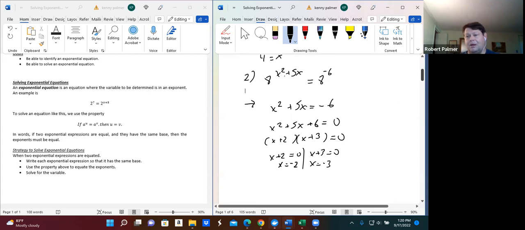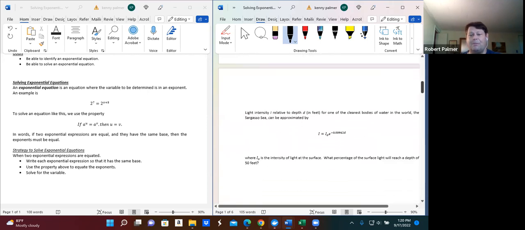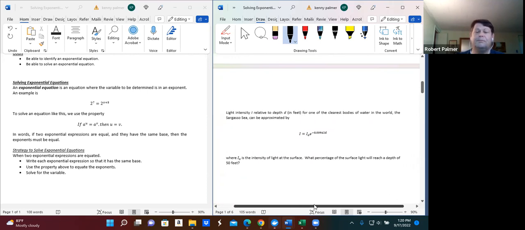So that's the idea of solving these kinds of exponential equations. Now let's take a quick look at an application problem, actually a couple of application problems. This one is taken out of a textbook. It says light intensity I relative to the depth in feet, in one of the clearest bodies of water in the world, the Sargasso Sea, can be approximated by this equation.